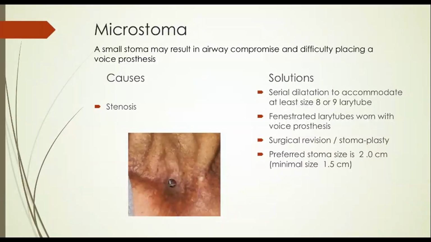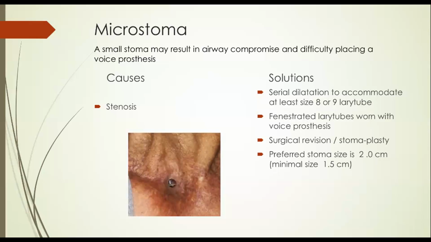Microstoma, and again, we've seen quite a few patients with this. It's a small stoma that then compromises the airway. And it's usually from stenosis, generally after radiation treatment. We have had some that haven't had radiation, but have also still had a bit of stenosis. We do recommend dilatation of that, and again, at least a size 8 or size 9 tracheostomy or Larry tube, because that allows us to replace the prosthesis. If it's smaller than that, it is too small for us to work through.